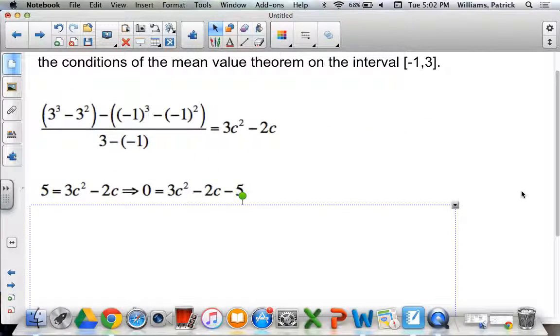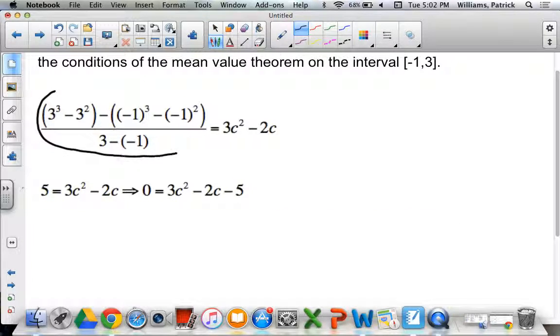So this is just solving for both sides. If we solve for that average rate of change right here, we're just going to end up getting the value of 5, and then we still just have 3c minus 2c. So I bring that 5 over to the other side, and hey, check it out, we got a quadratic equation. How do you solve a quadratic equation?